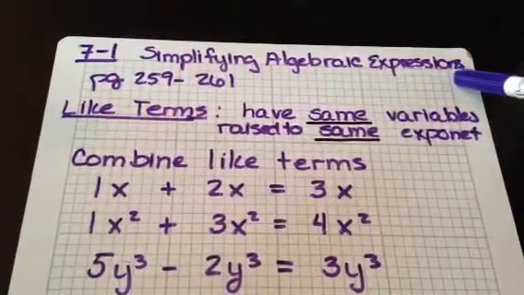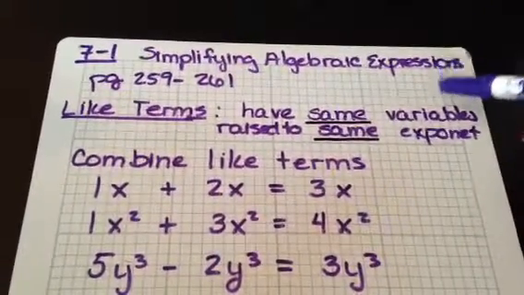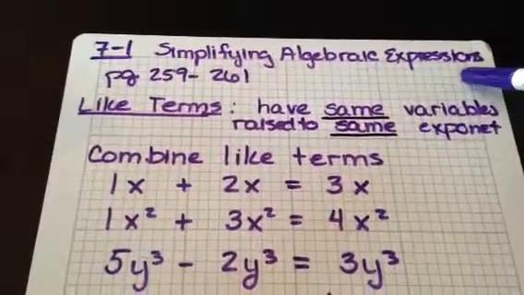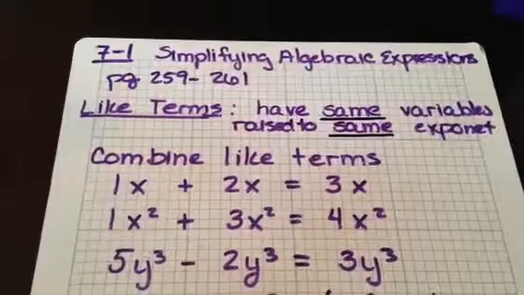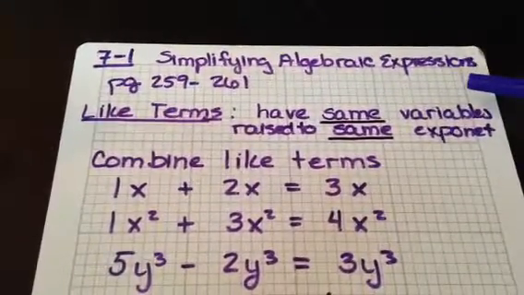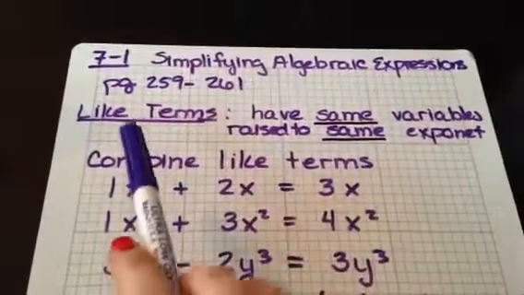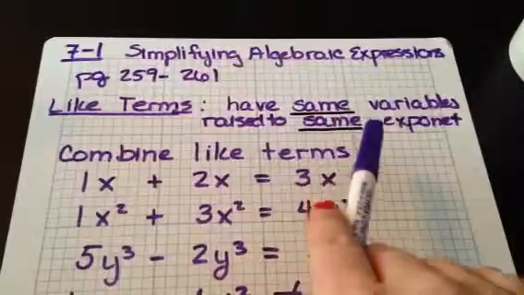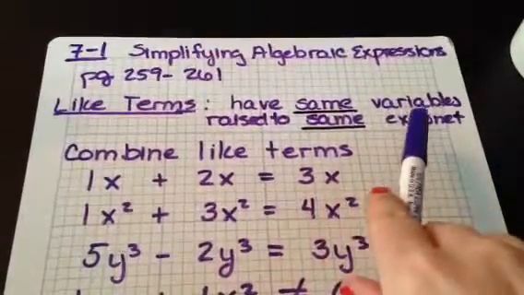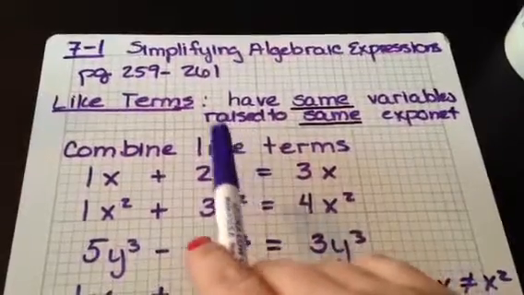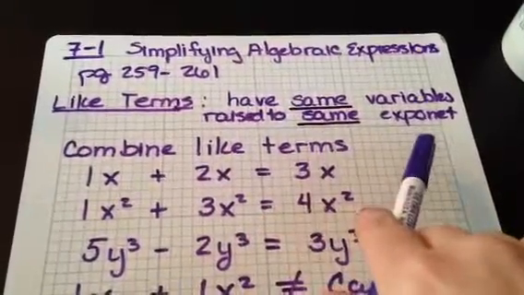We're looking at simplifying algebraic expressions. Now, we have done this in the past. I'm going to remind you, and then we're actually moving on to a little bit more complicated expressions. Now we're dealing with like terms. Remember, like terms are things that have the same variable, that same letter next to them. And now we're also going to define that as raised to the same exponent.